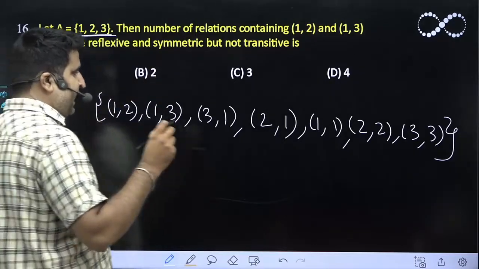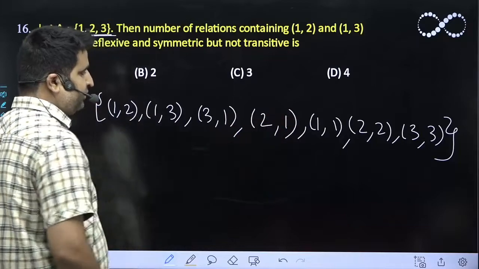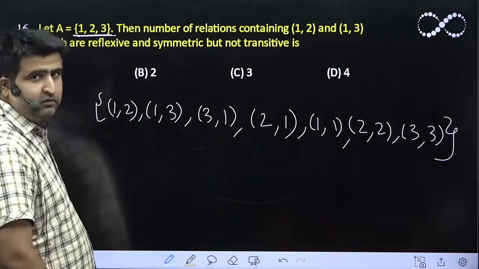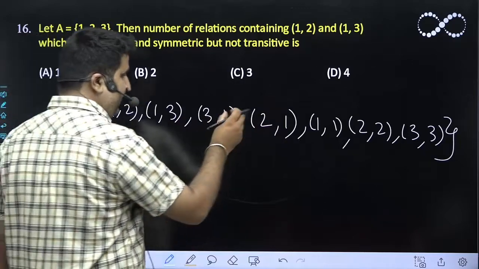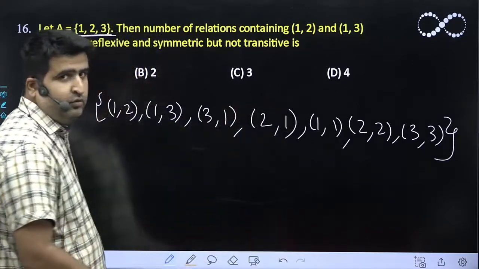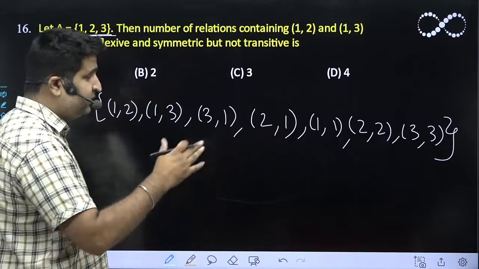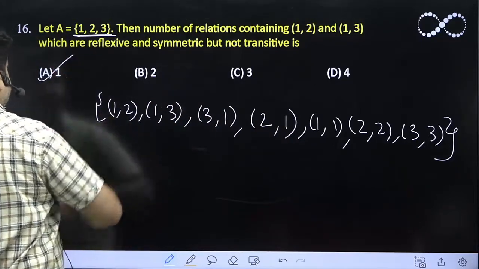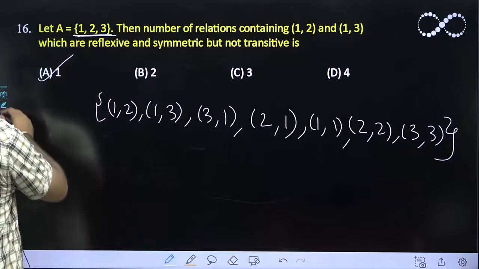So even if we add (2, 3) or (3, 2) here, then it will become transitive, okay? Since if you add (2, 3), you will have to add (3, 2). If you add both of them, then it will become transitive. So the number is only 1. Let's see the next one.